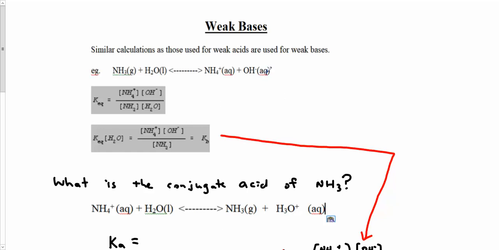Alright, let's talk about weak bases this time. The same thing we did for weak acids, we can turn around and do it for weak bases. So let's look at an example. Ammonia is a weak base.